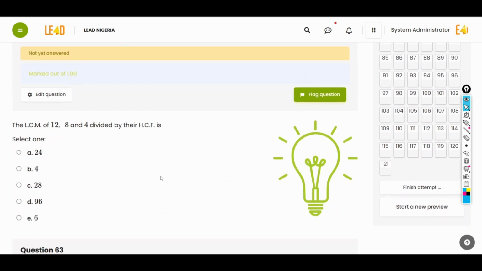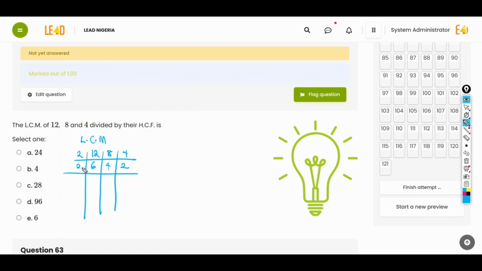The LCM of 12, 8, and 4 divided by their HCF is... okay, so we need to find the LCM first, and then we find the HCF, and then we can divide. Okay, so what's the LCM? We have 12, 8, and 4. All right, so we can work with 2. 2 in 12 is 6, 2 in 8 is 4, 2 in 4 is 2.